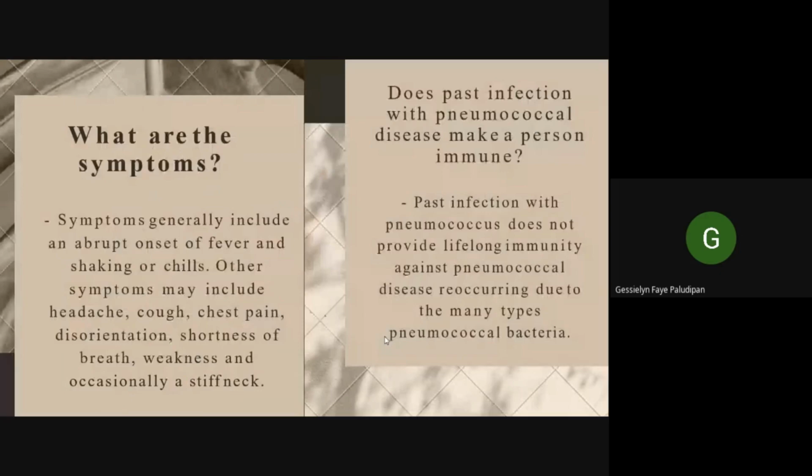Next, what are the symptoms of the pneumococcal disease? Symptoms generally include an abrupt onset of fever and shakings or chills. Other symptoms may include headache, cough, chest pain, disorientation, shortness of breath, weakness, and occasionally a stiff neck. So disorientation po is losing our sense of direction or being confused anytime.